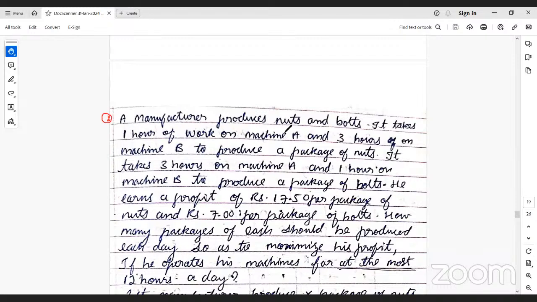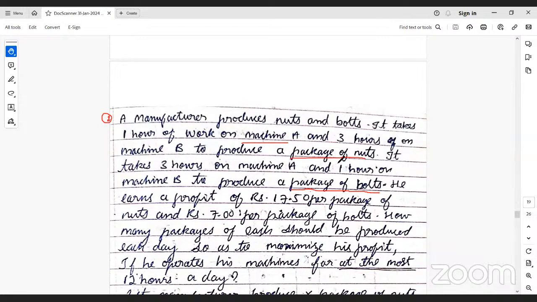So see, a manufacturer produces nuts and bolts. It takes 1 hour of work on machine A and 3 hours on machine B to produce a package of nuts. Next, it takes 3 hours on machine A and 1 hour on machine B to produce a package of bolts.